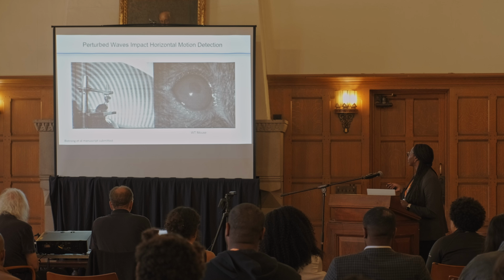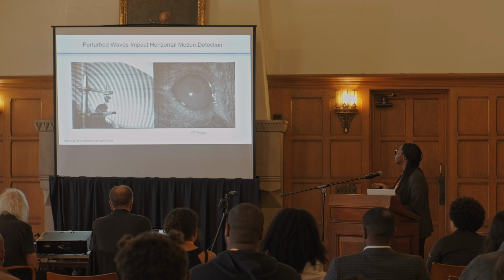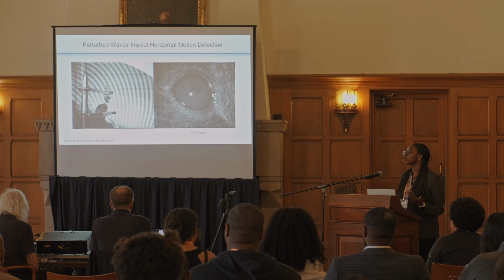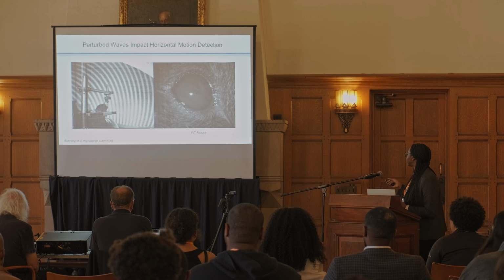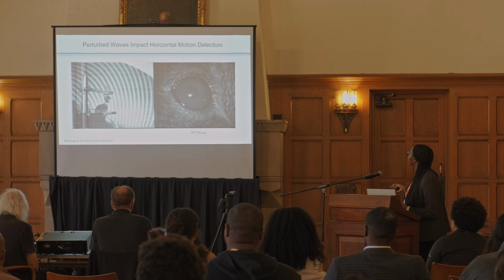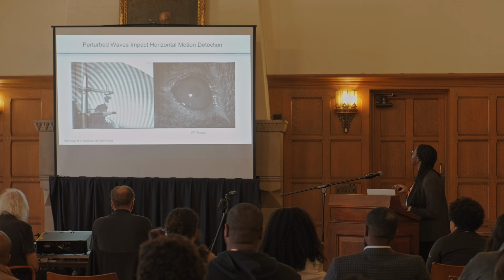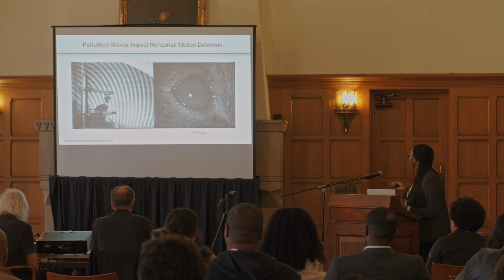So what I'm showing you here is some data from our lab where we're looking at these eye tracking responses in a wild-type mouse and a mouse with perturbed waves. So we see in this wild-type mouse that's tracking a horizontal stimulus, there is some sort of eye tracking going on, and this is what we expect to see in a normal animal.